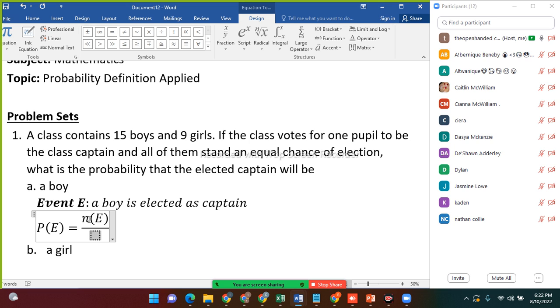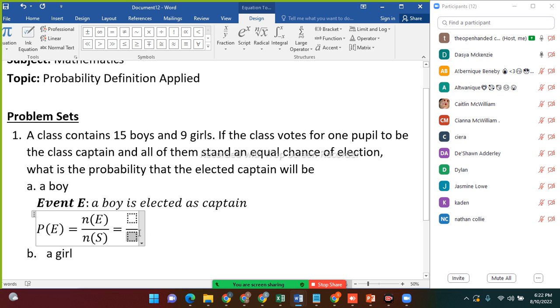So the number of elements in the event divided by the number of elements in the sample space. Okay, good. So Deja, what's going to be the number of elements that is in my sample space? 24. How did you get 24? I add the number of boys and the number of girls together. Very good. So 15 plus 9 is going to give us the total number of students that are there. Okay.